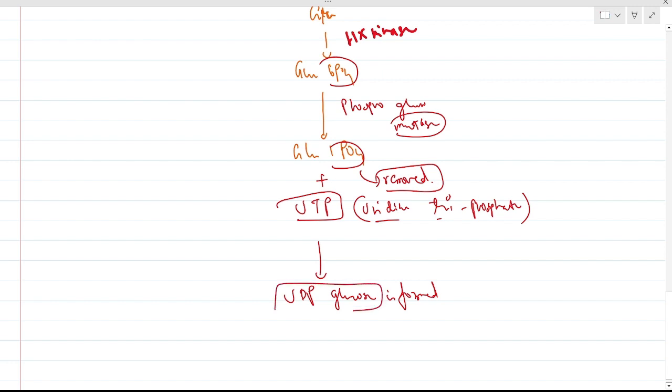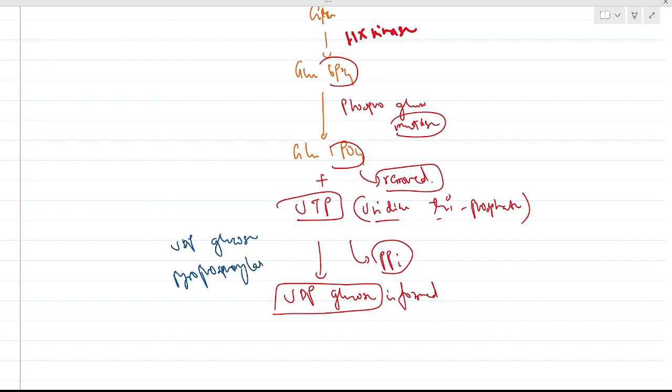UDP glucose here is formed. There is release of inorganic diphosphate here. Okay, and the all important enzyme here is UDP glucose pyrophosphorylase. UDP glucose pyrophosphorylase, the enzyme here.